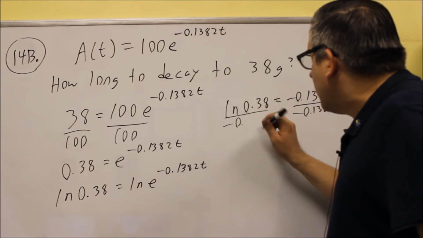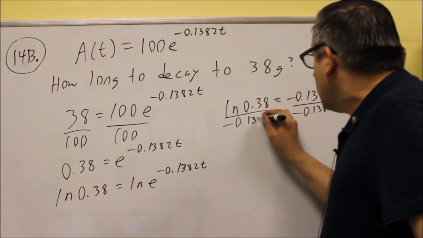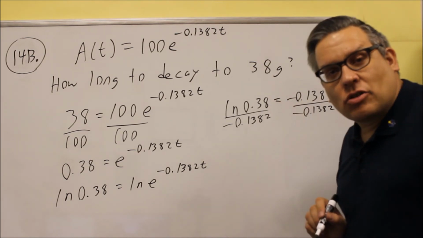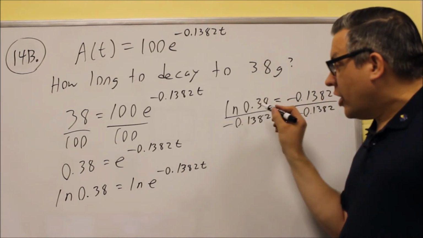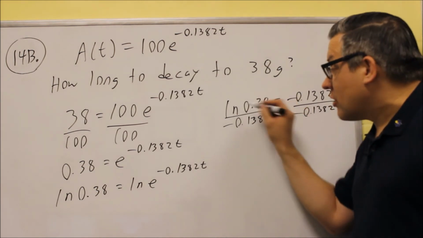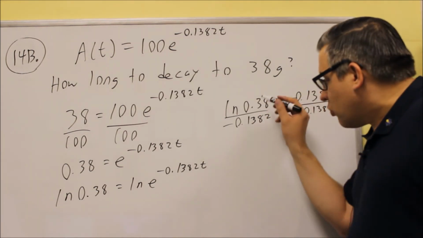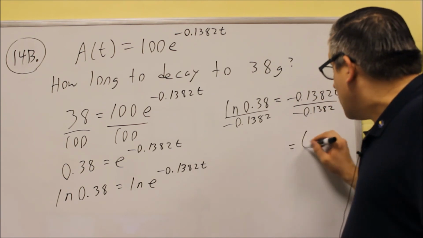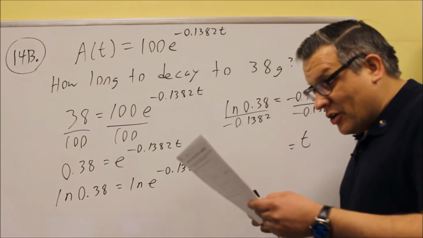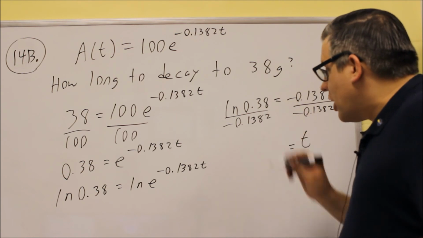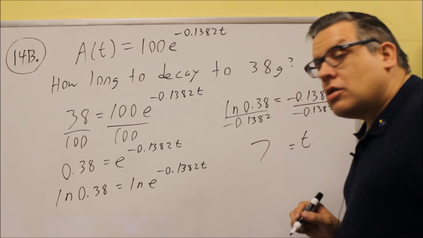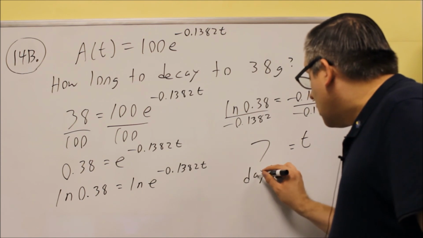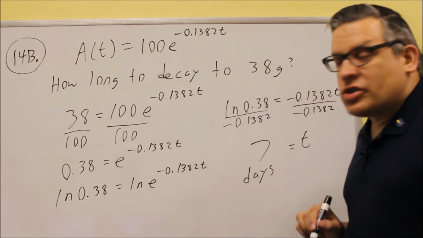Now when we divide by this, it may seem like we're going to get a negative answer. However, when you put ln of 0.38 in your calculator, that also gives you a negative value. So that's why even though it looks like it's negative, it's actually correct. You'll get a positive result. Now they want you to round to the nearest day. So when you put this part into your calculator, you're going to get about 7 days as a result. So that's how long it would take for it to decay.